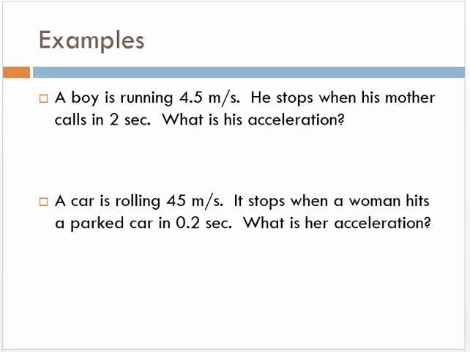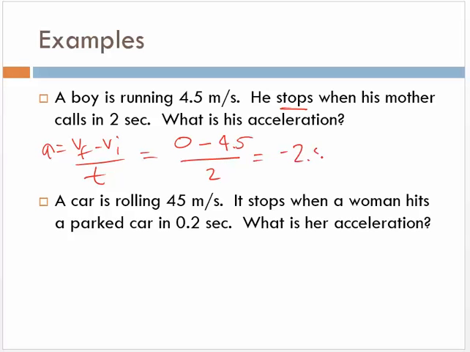Okay, some examples. A boy's running 4.5 meters per second. He stops when his mother calls in 2 seconds. What is his acceleration? Well, the equation then is acceleration equals Vf minus Vi over t. So the velocity final is going to be 0 because he stops, minus 4.5, over 2 seconds, and that gives us a negative 2.5 meters per second squared.